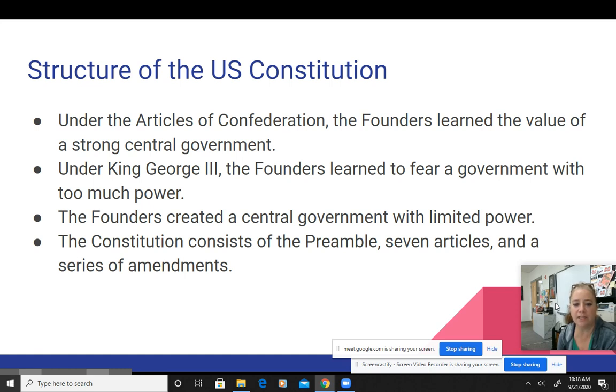And then they created, during the Constitutional Convention, the Constitution, which consists of the preamble, which you guys actually did as an assignment your first week of class, 7 articles and a series of amendments. And that's what we'll be talking about this week, those different articles and the amendments. Today is just kind of an overview of everything.